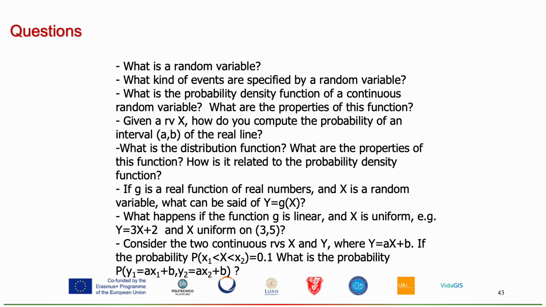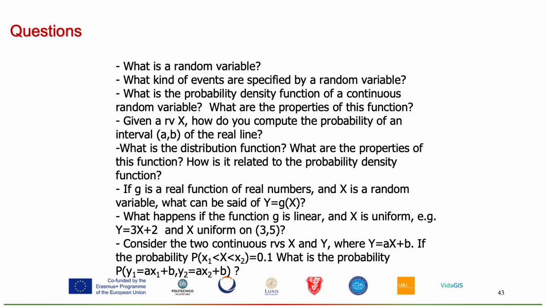Now, if g is a real function of a real number and x is a random variable, what can you say about the generic expression y = g(x)? What is y? How can it be defined? What happens when the function g is linear and x is uniform? For example, y = 3x + 2 and x uniform on [3, 5]. Are you able to make the plot of the density function of y?